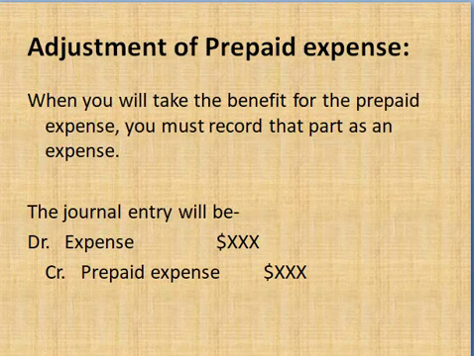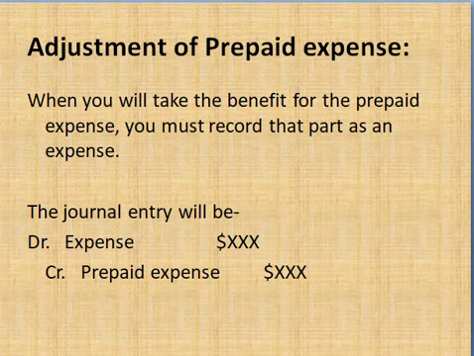But what happens when we actually take the benefit of the prepaid expense? For example, you paid the advance for 12 months, but after 1 month you have to adjust your expense with your prepaid expense. So when you take the benefit of the prepaid expense, you must record that part as an expense. The journal entry will be, the expense will be debited and the prepaid expense should be credited.